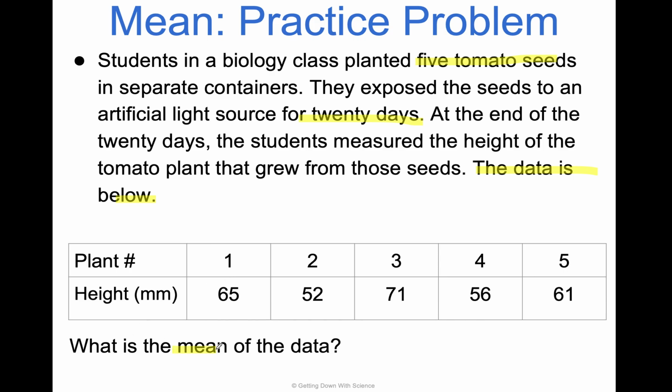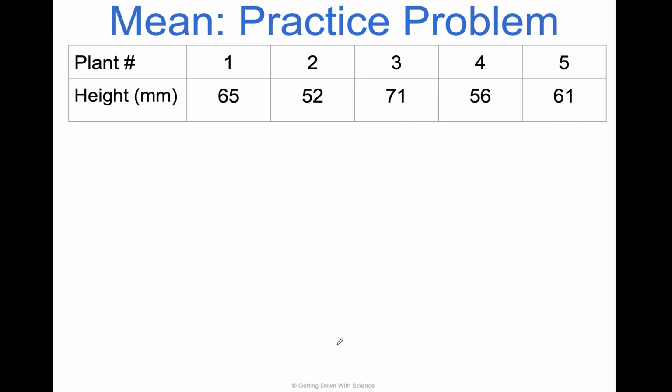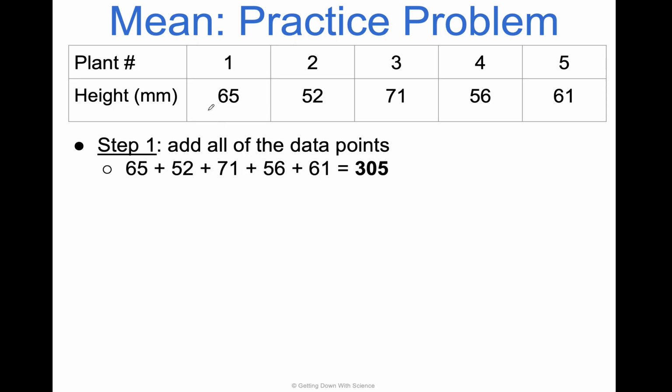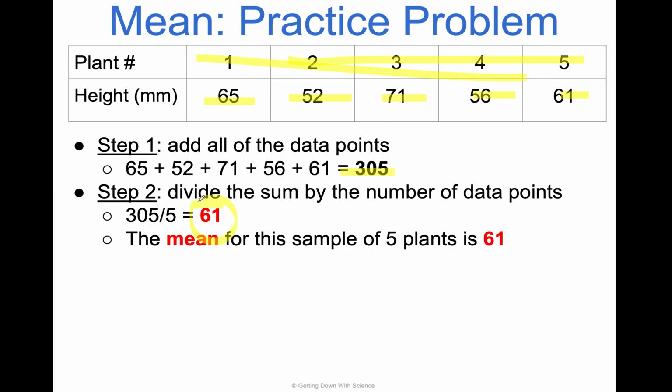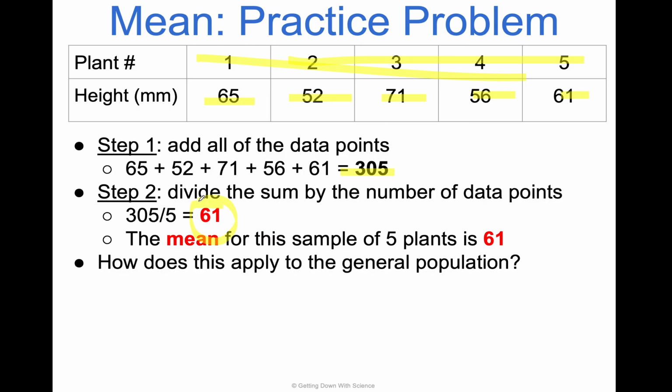Okay, so we're looking for the mean, which is one of our central tendencies. Step 1, we're going to add up all the data points: 65, 52, 71, 56, and 61, that equals 305. Then we're going to divide it by the number of data points. We got 5 here: 1, 2, 3, 4, 5. We measured 5 different things. So we're going to take our 305, divide it by 5, and our average is 61. So the mean for the sample of these 5 plants is 61.